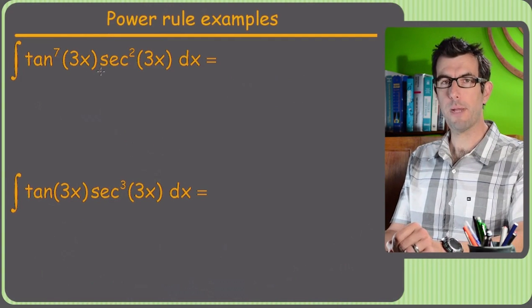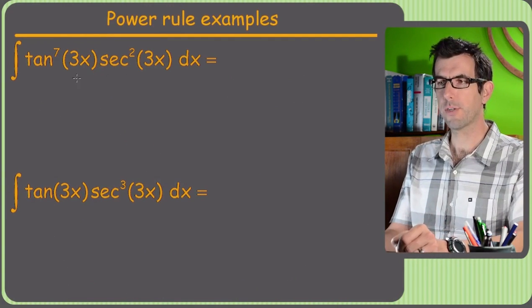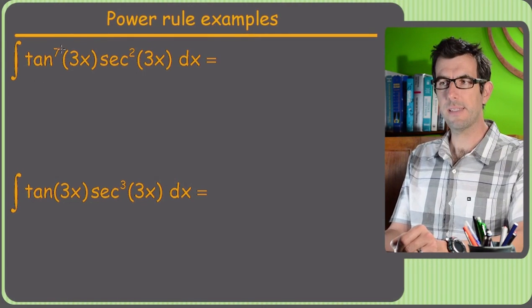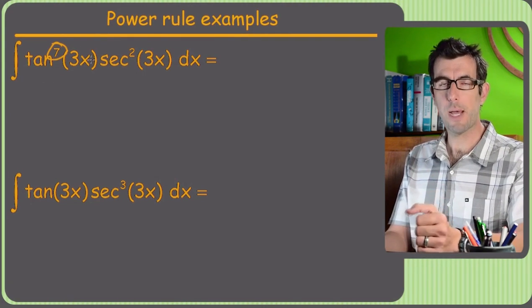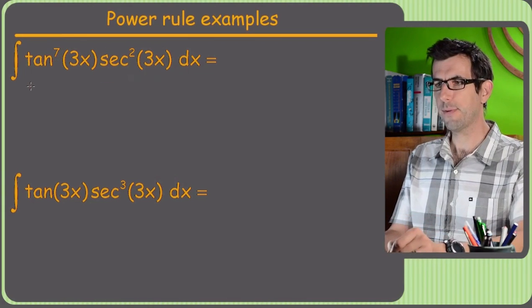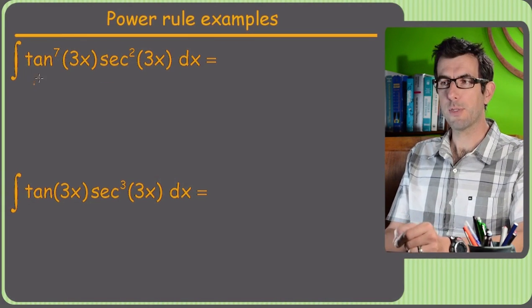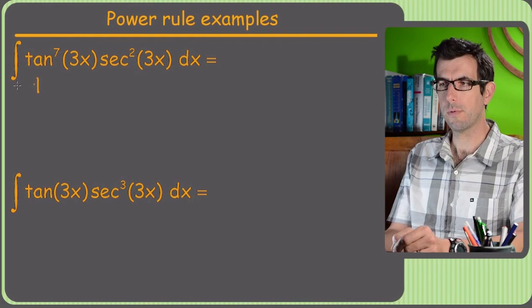All right, let's take a look at some more power rule examples involving trig functions. Now, since I have a tan to the 7th, that 7 is just screaming out, hey, use power rule on me. So I don't know, let's see what happens. If I want to use power rule on tan of 3x, that would mean that u equals the tangent of 3x, right?